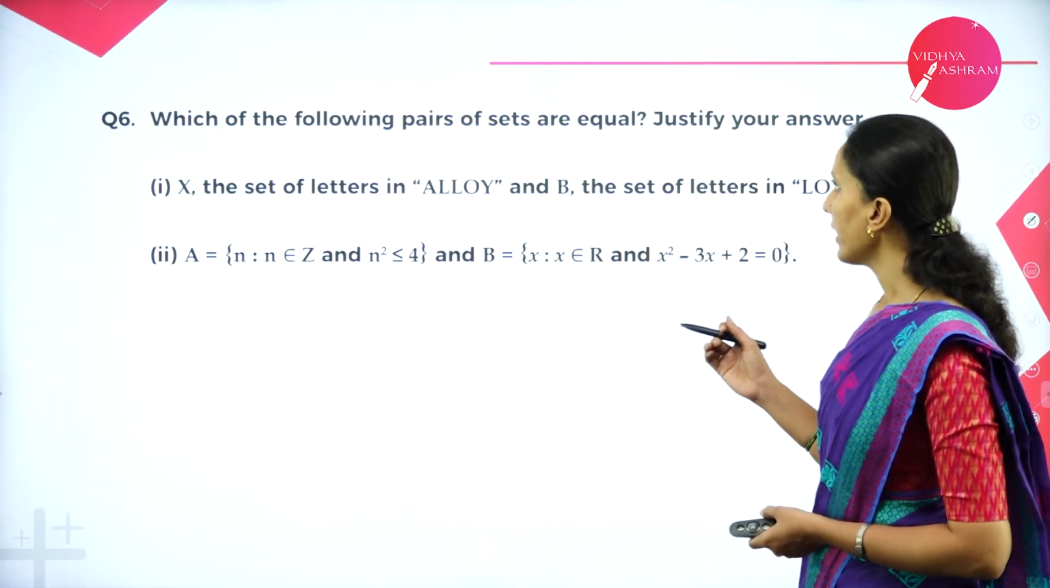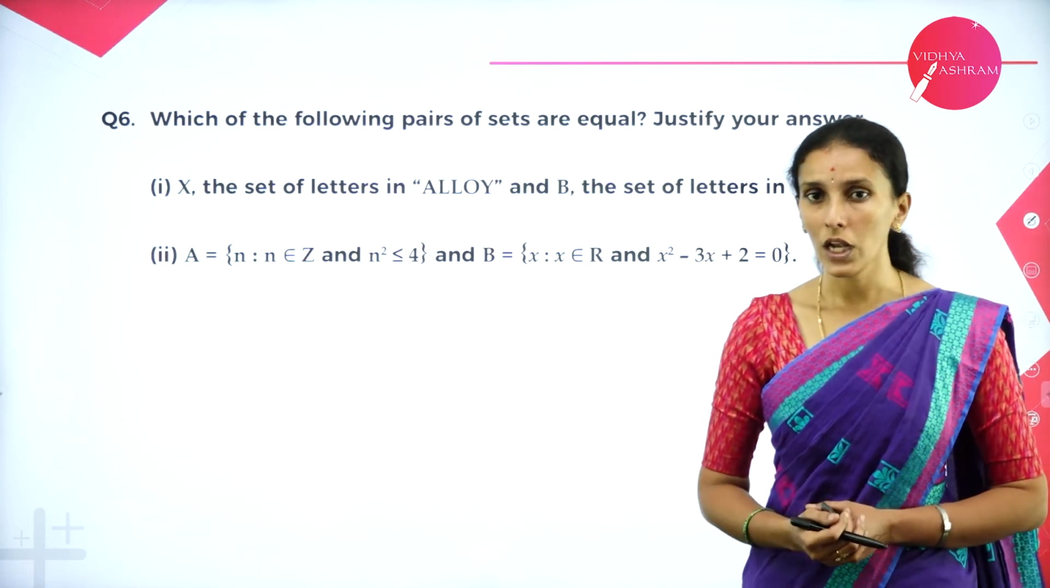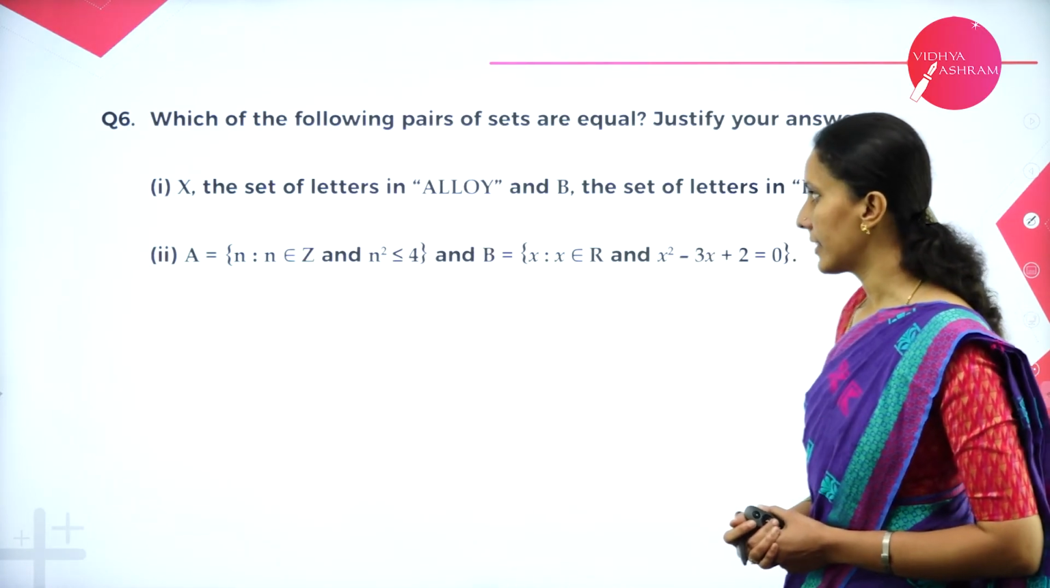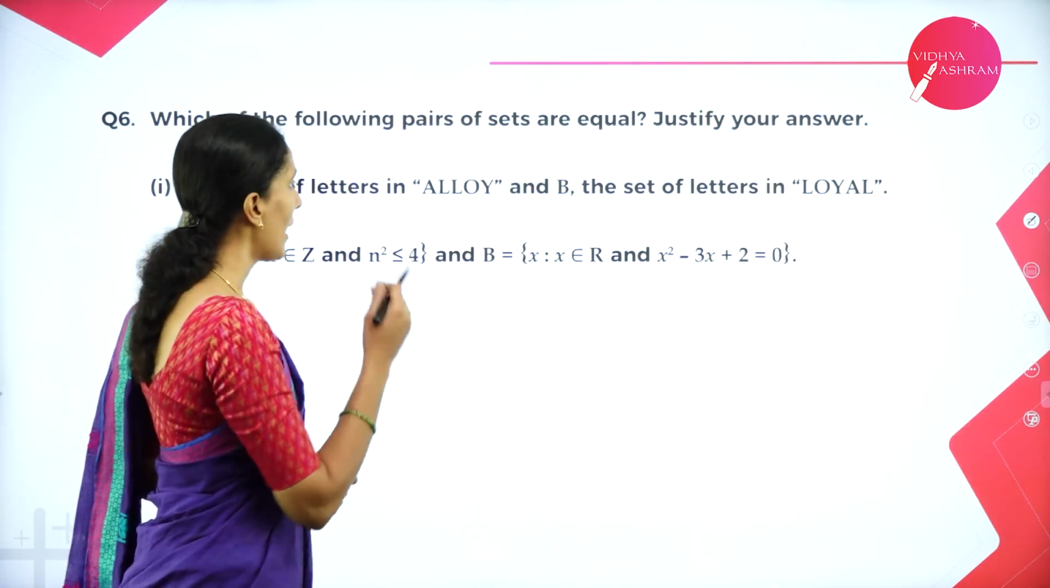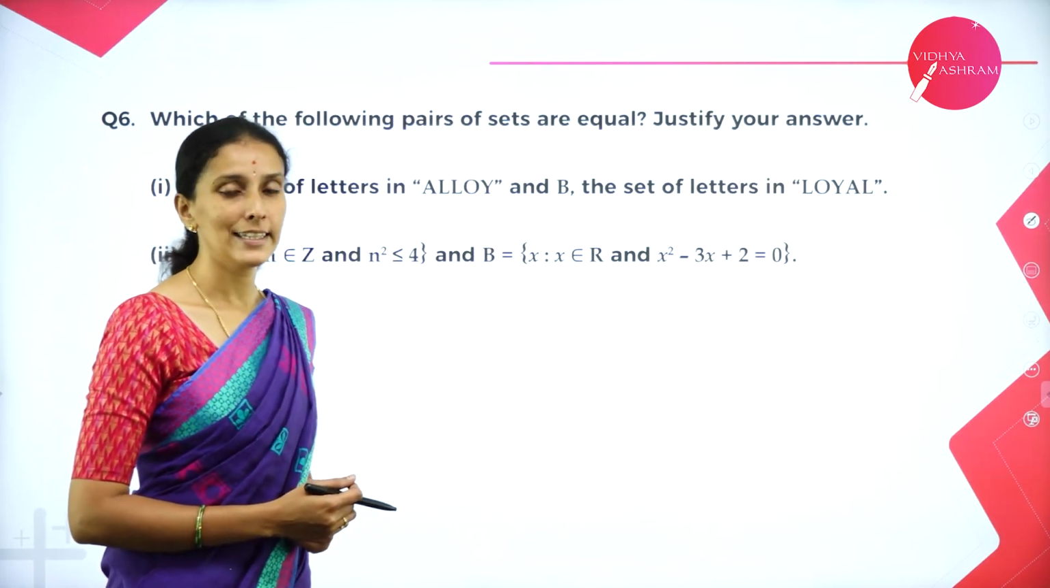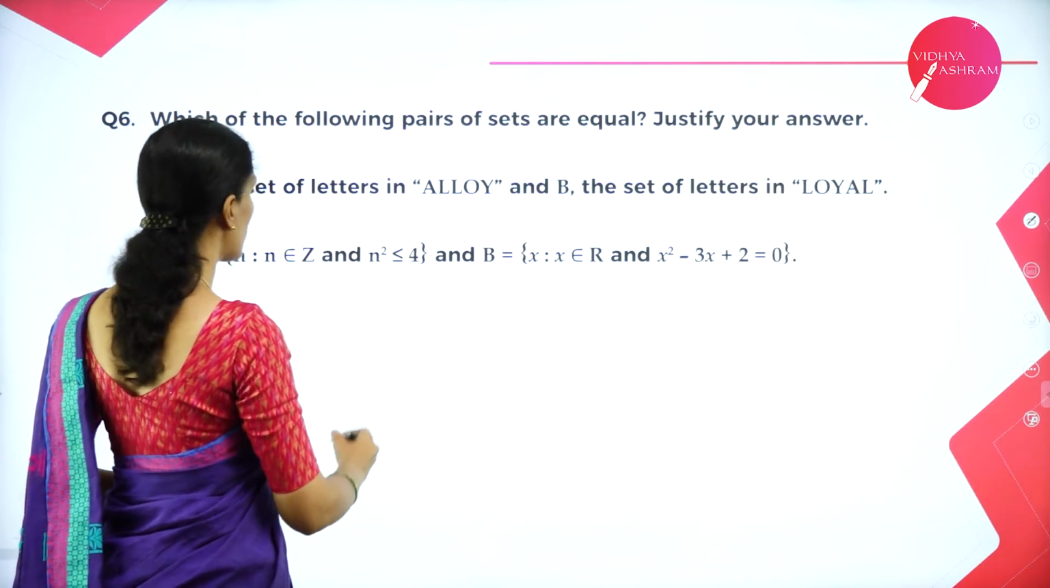Which of the following pairs of sets are equal? Justify your answer. X, the set of letters in the word alloy, and B, the set of letters in the word loyal. I'll take the first question.